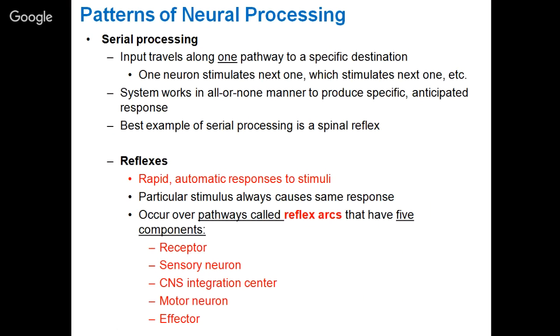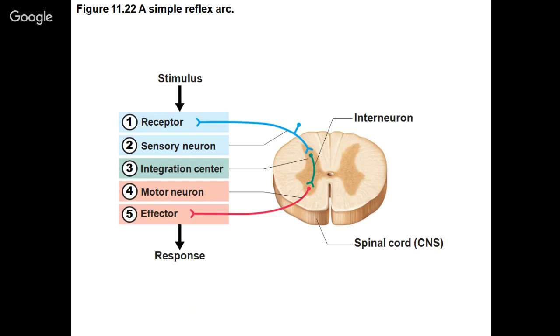With regard to reflexes, a reflex is a rapid automatic response to a stimulus. A particular stimulus always causes the same response. Reflexes occur over pathways called reflex arcs that have 5 components. It is composed of the receptor, sensory neuron, central nervous system integration center, then the motor neuron, then the effector.